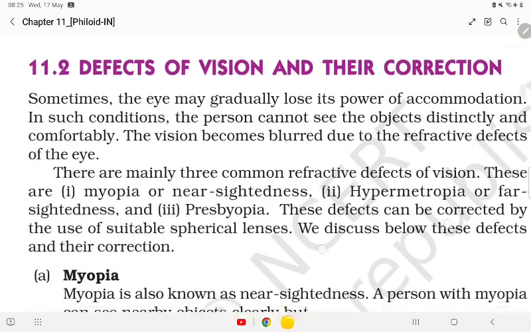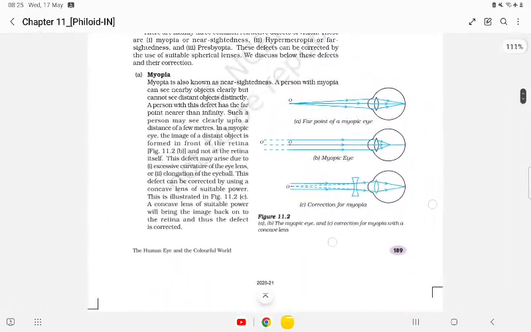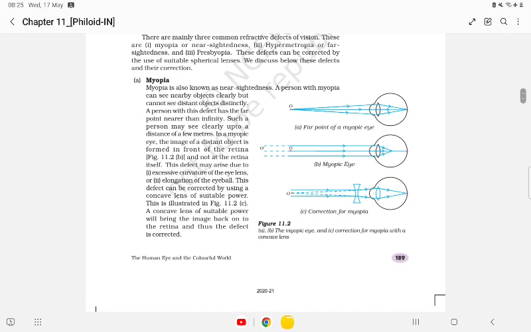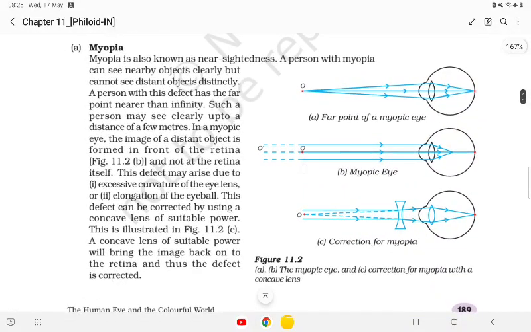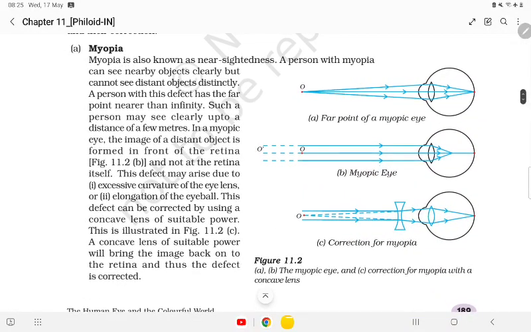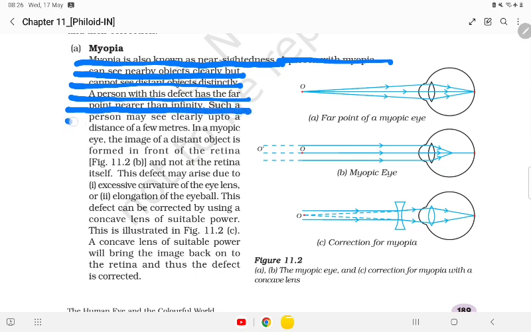So, firstly, let us try to understand myopia. Student, myopia is also known as nearsightedness. A person with myopia can see nearby objects clearly but cannot see distant objects distinctly. A person with this defect has a far point nearer than infinity. Such a person may see clearly only up to a distance of a few centimeters.